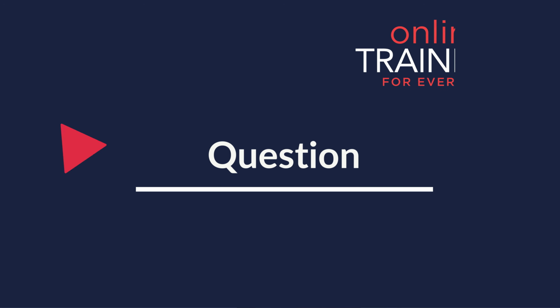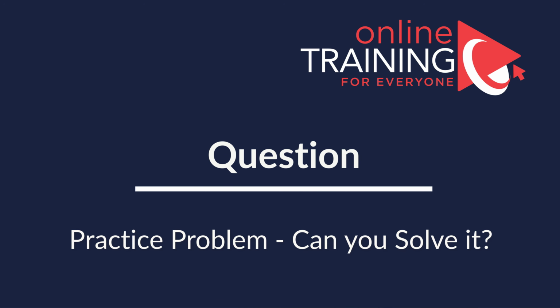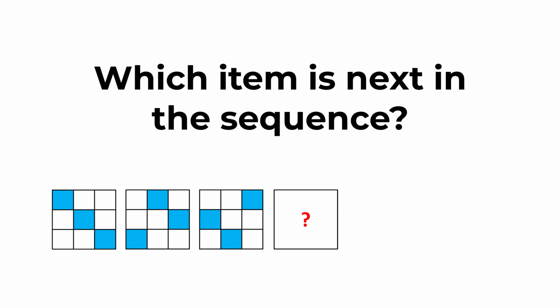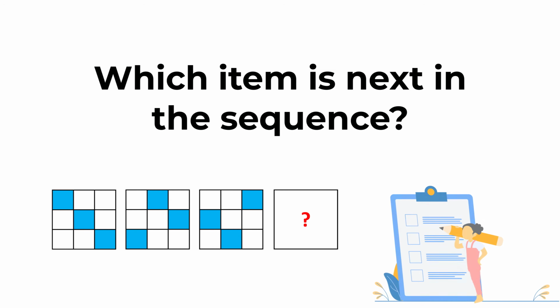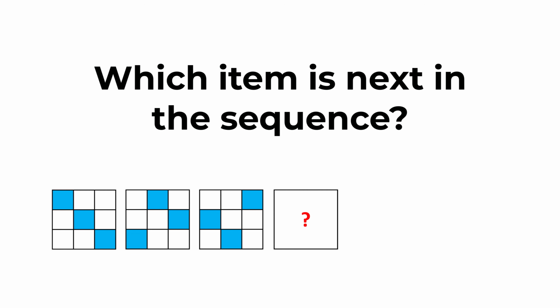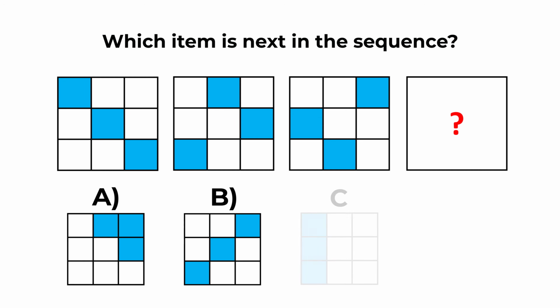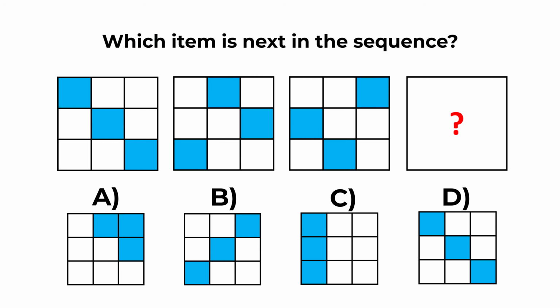And now I have a practice question for you. You need to determine which item comes next in the sequence. You're presented with 3 large squares. Each large square contains 9 small squares inside, and the small squares are of different colors. And the 4th square is missing, and you have 4 different choices to choose from. Choices A, B, C, and D. Do you see the answer? Give yourself 10 to 15 seconds to see if you can come up with the solution.